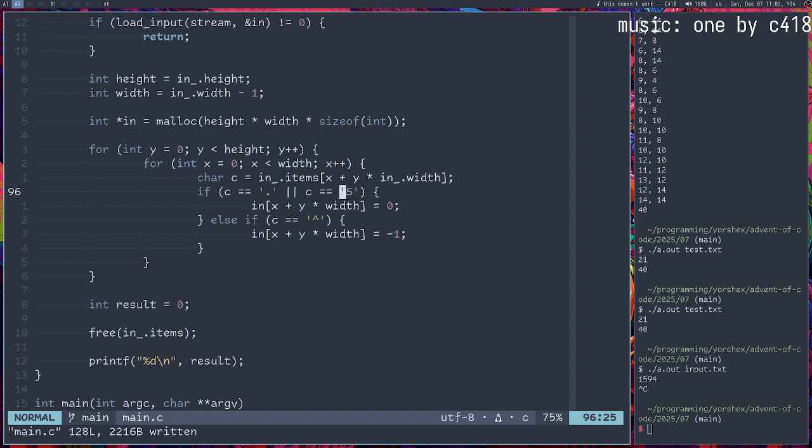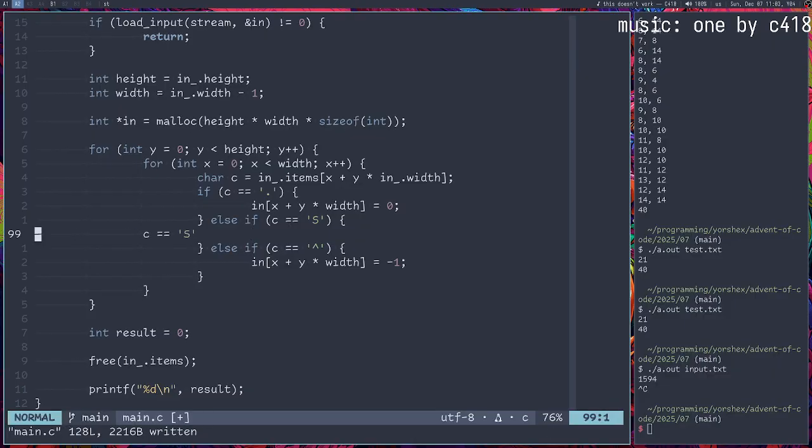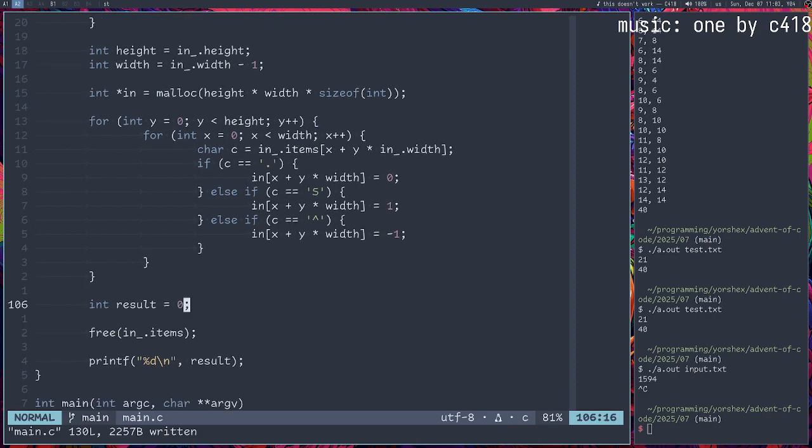Actually, if it's S, we could make it 1. Yeah, simply be 1. Alright, so now we can start actually working with it and calculating the result.